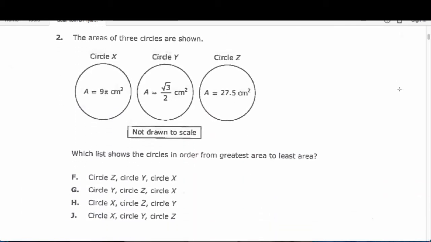Question 2. The areas of 3 circles are shown. Circle X, circle Y, circle Z.